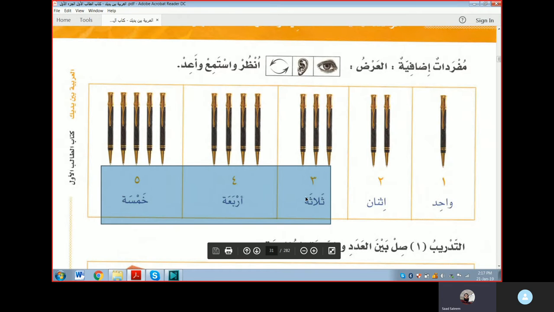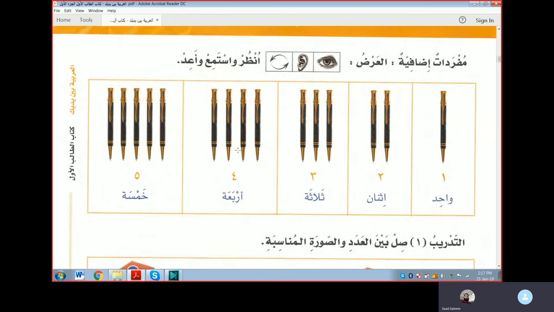So from 3 to 10, at the end of the word we have ta marbuta, the round ta, for masculine things. Thalathatan, arba'atan, khamsatan, same for six, seven, eight, nine, ten. Also, you have to memorize this counting for masculine words. Okay.